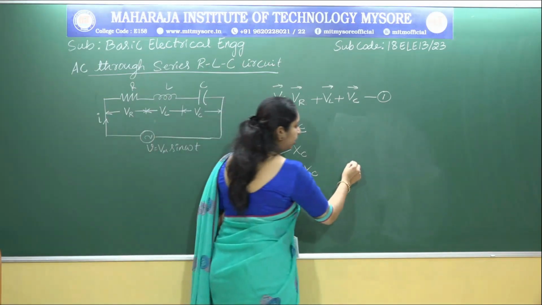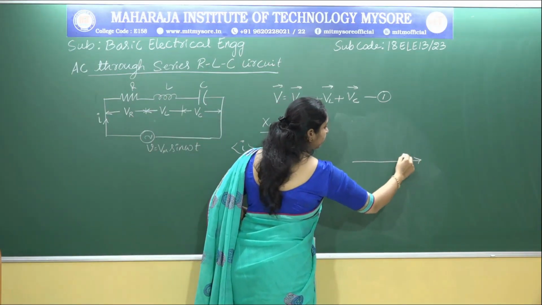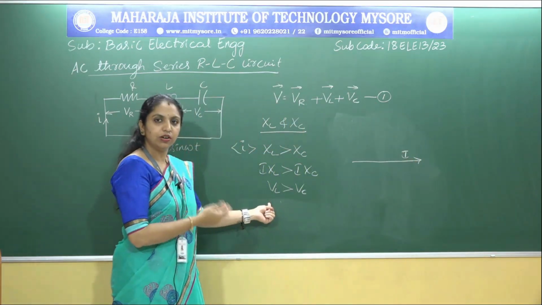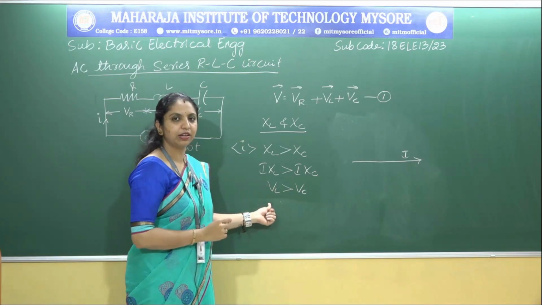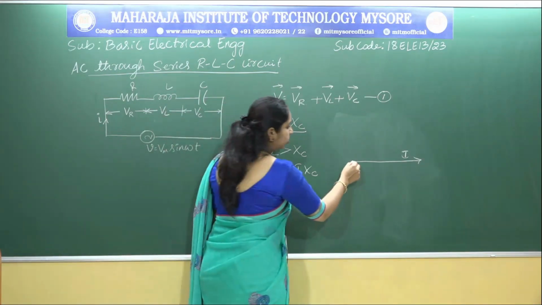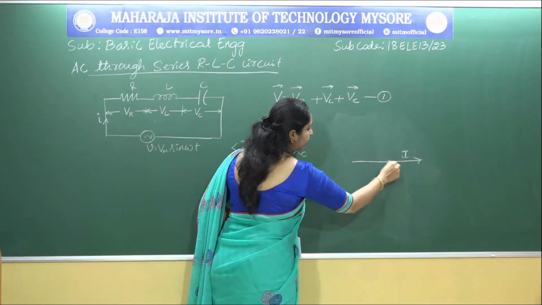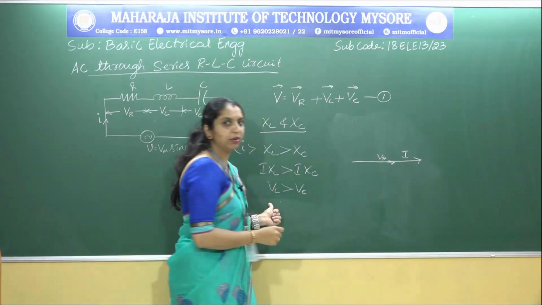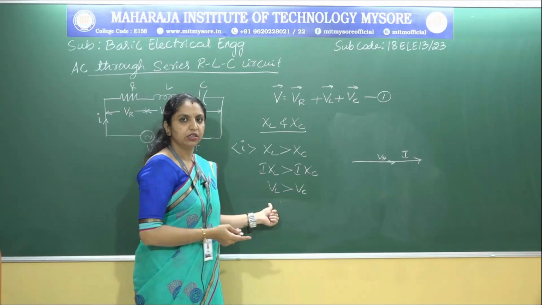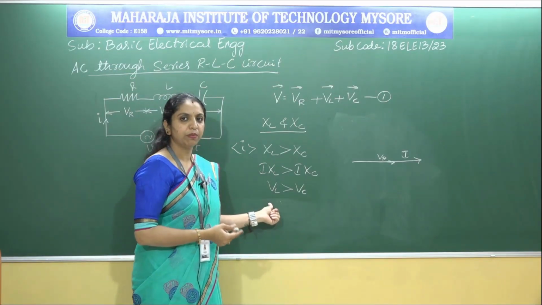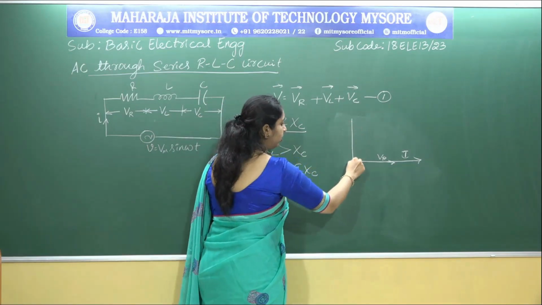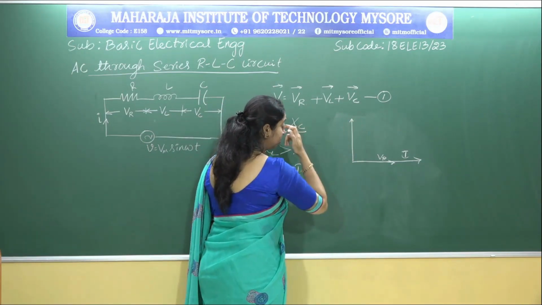Initially, to start with the phasor diagram, we are going to have current I as the reference, since the same current flows through all three elements. And here you know that VR exists in the same line, so both are in the same phase. Both the current and the voltage drop across resistance are in the same phase.